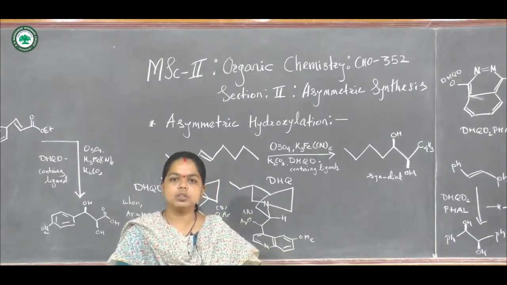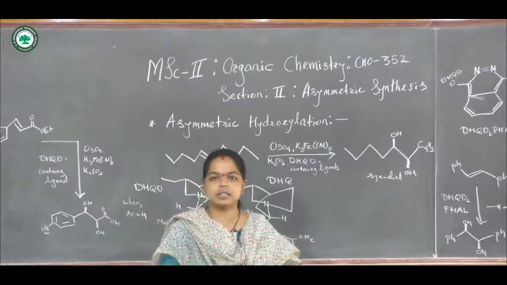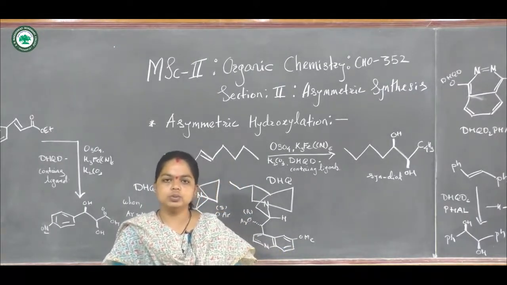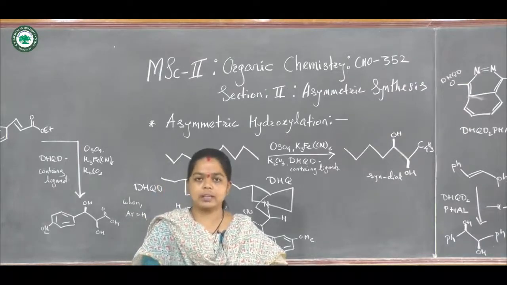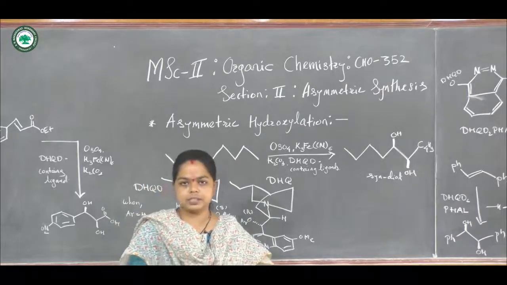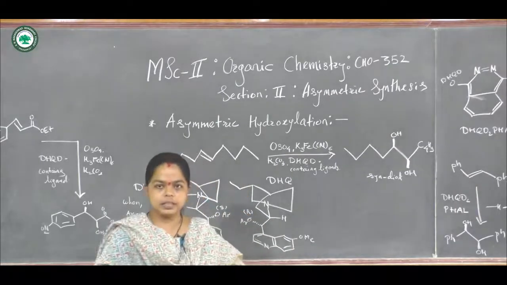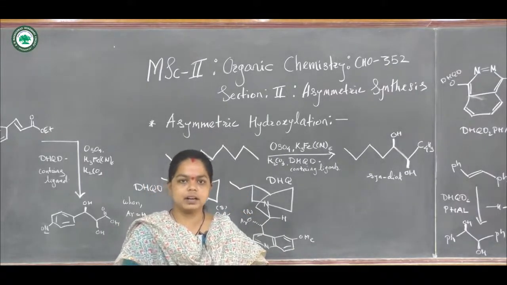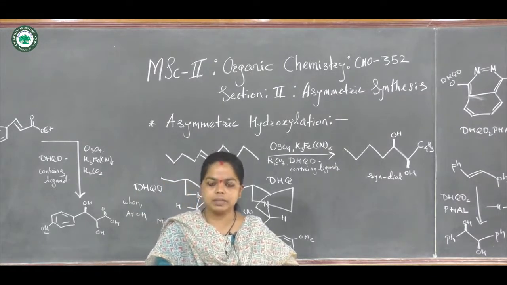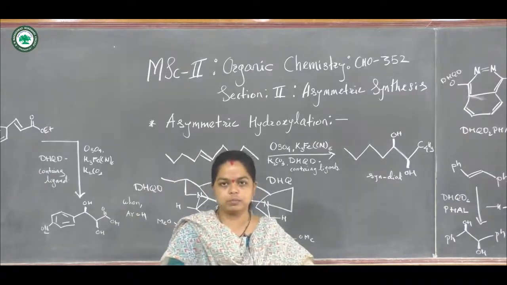But if we want to carry out the asymmetric reaction, or in order to synthesize a single enantiomer of the diol, for that we have to use chiral reagents. Chiral reagents can be synthesized by introducing chiral ligands, or a chiral complex can be formed with the metal and the chiral ligands. A number of chiral ligands are available now, and these ligands will introduce the chiral environment and act as the chiral reagent so as to give the single enantiomeric product.